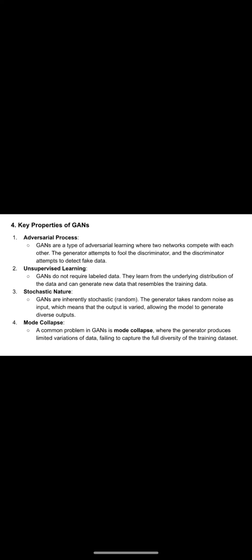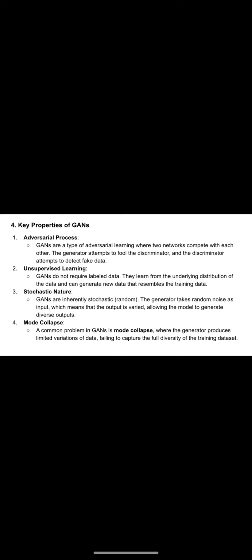Key properties of GANs. Adversarial process. GANs are a type of adversarial learning where two networks compete with each other. The generator attempts to fool the discriminator and the discriminator attempts to detect fake data. Second one, unsupervised learning. GANs do not require labeled data. They learn from the underlying distribution of the data and can generate new data that resembles the training data.